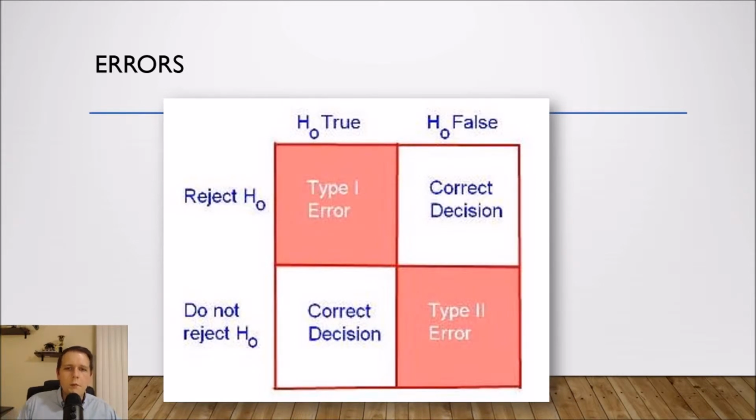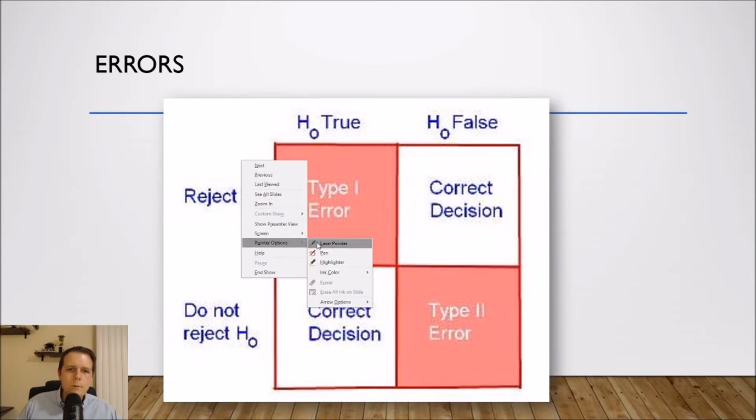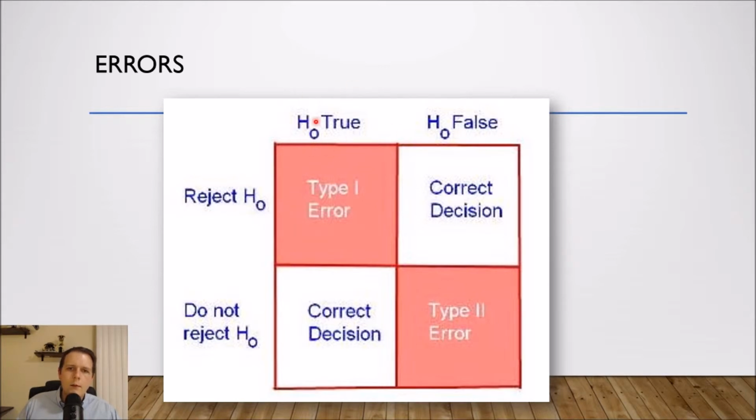Now, hopefully some of you remember the errors that can happen here when performing these studies. So for instance, let's say we have our null hypothesis being true, and we have our null hypothesis being false, right? The H0 basically means our null hypothesis. And we can either reject the null hypothesis or we do not reject the null hypothesis. Okay, so let's look at this here.